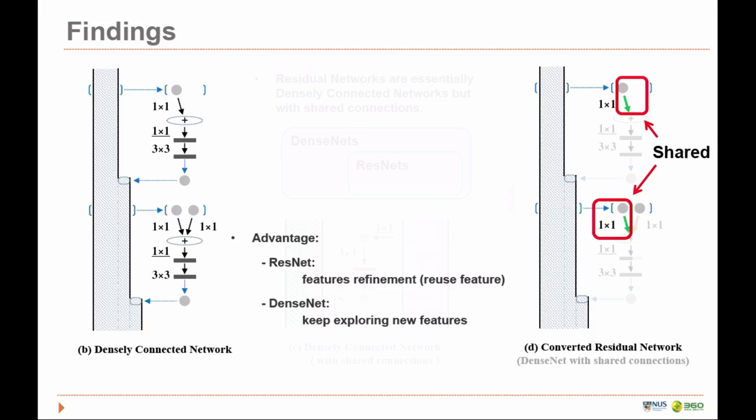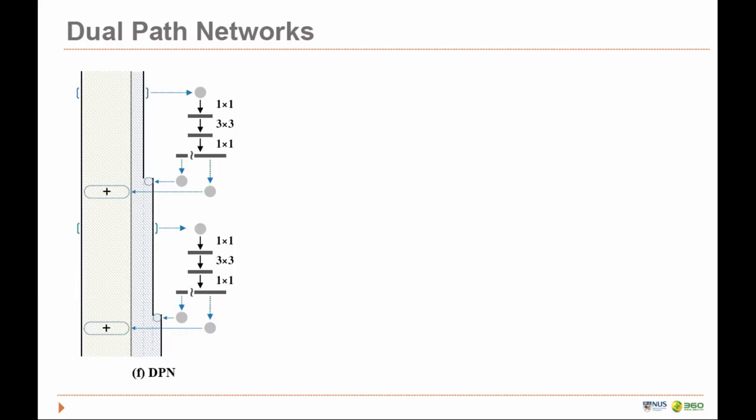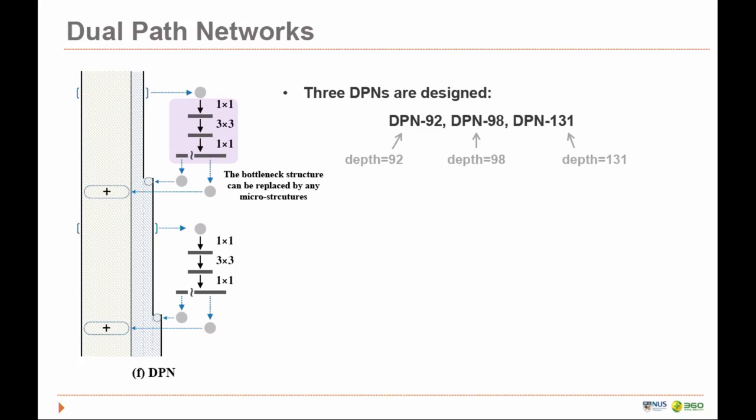So we proposed our dual path architecture, which enjoys the benefits of both the residual path and the densely connected path. This is an equivalent form of the dual path network. In our implementation, we use the bottleneck structure to build our subnetwork. The output of this bottleneck structure is sliced into two parts. One part is added to the residual path. Another part is concatenated to the densely connected path.